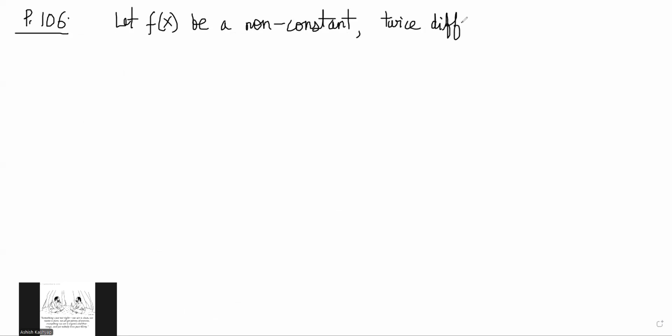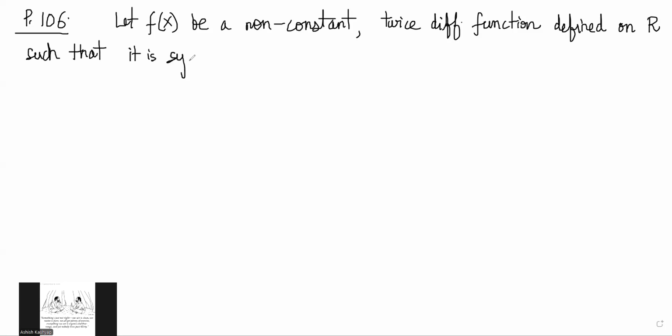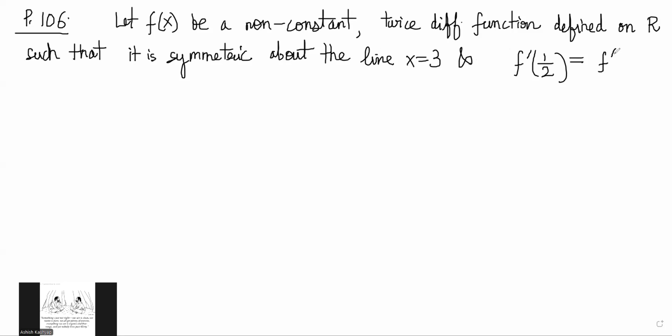This question says, let f of x be a non-constant, twice differentiable function defined on R such that it is symmetric about the line x is equal to 3, and we are given f dash half is equal to f dash 2 is equal to 0.